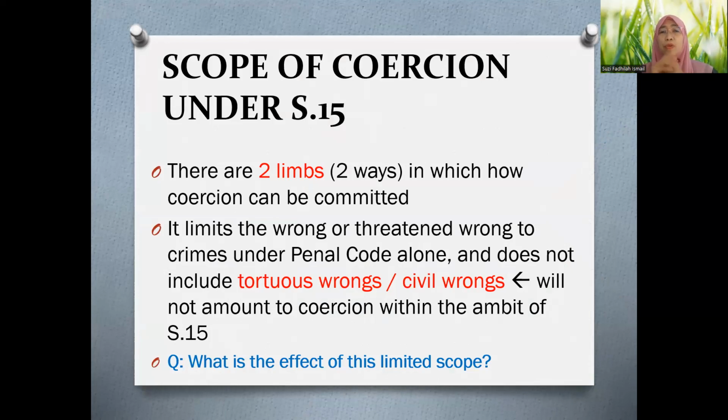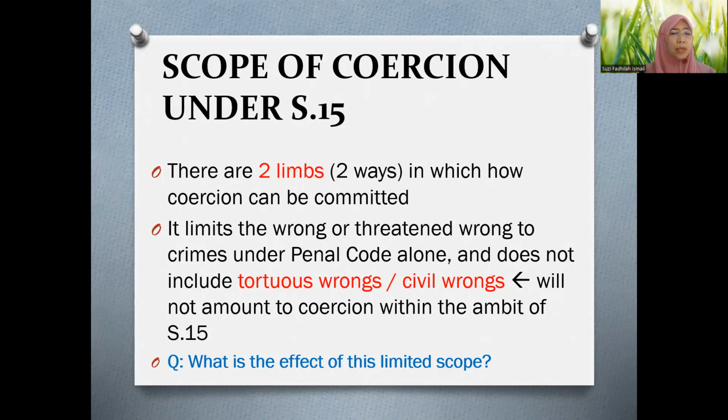Even though from the provision, you cannot see the word limbs here. So this is for the purpose of interpretation. And how do we know? From the case law as well. This is the way the provision, the statute, is interpreted. Cases will help with the interpretation. So two limbs here, it refers to two ways in which coercion can be committed, basically. And then another thing that we need to know, this is the analysis of the provision.